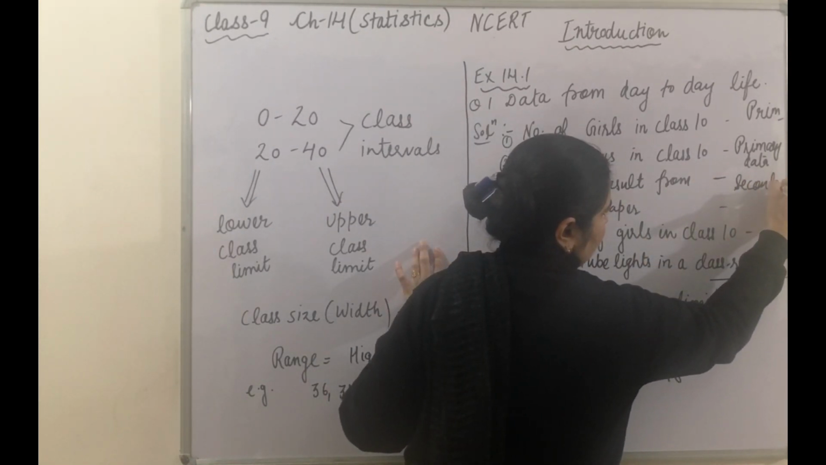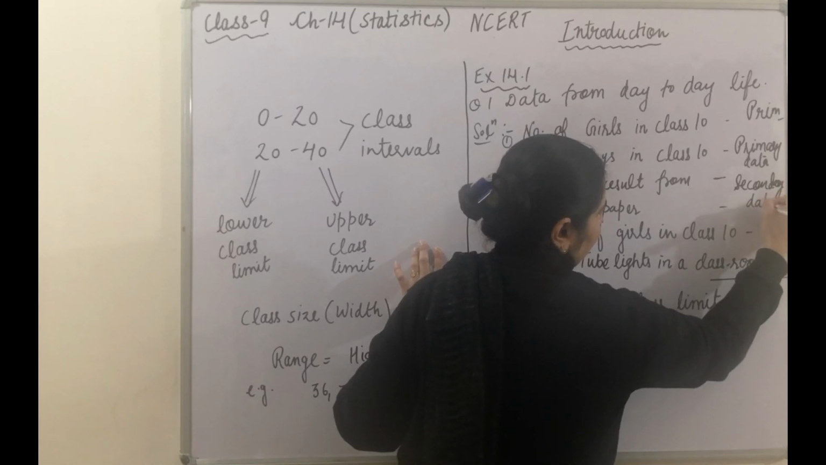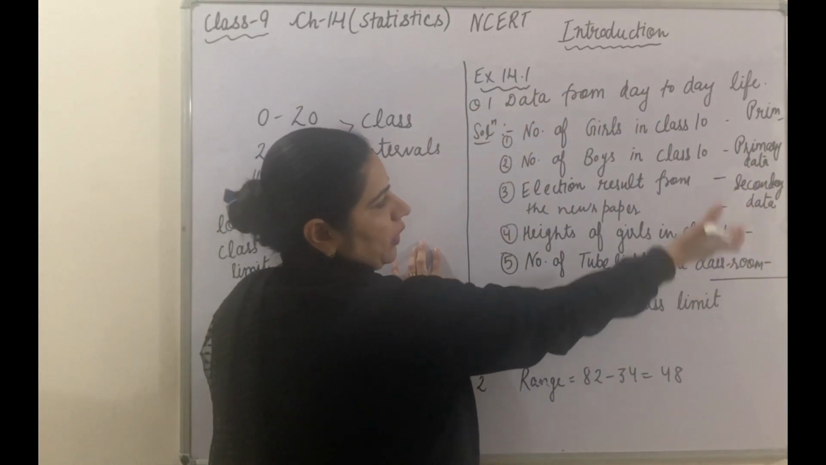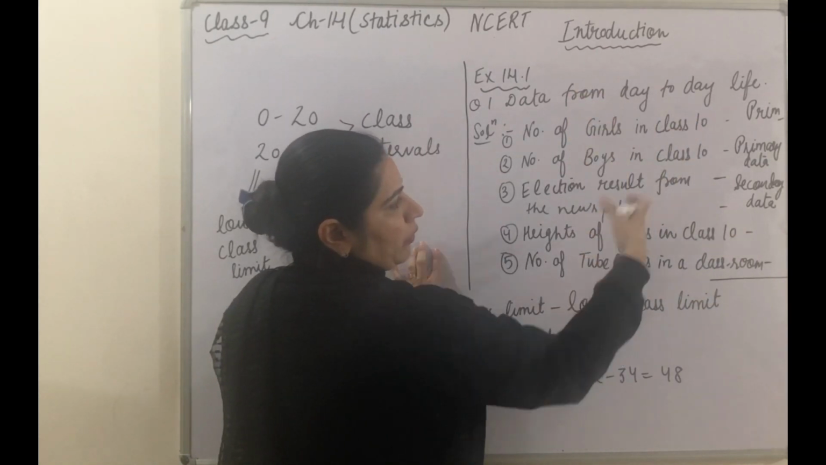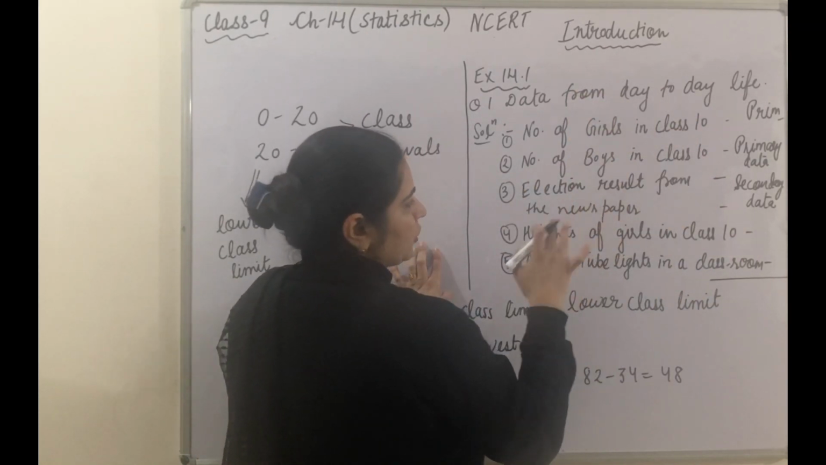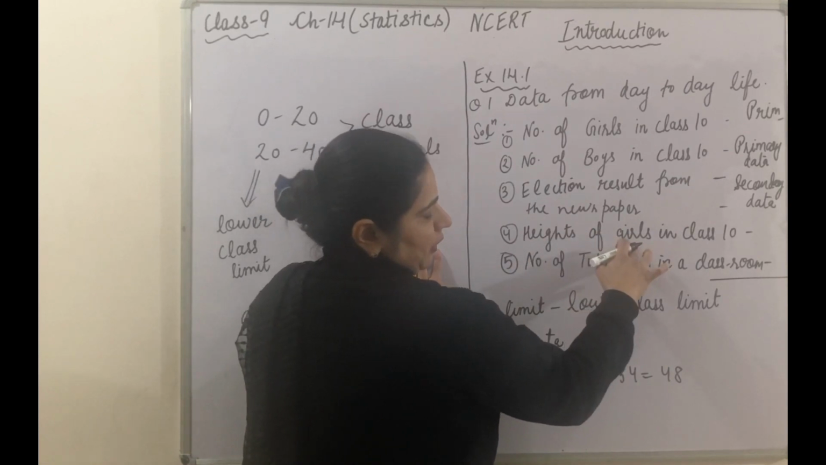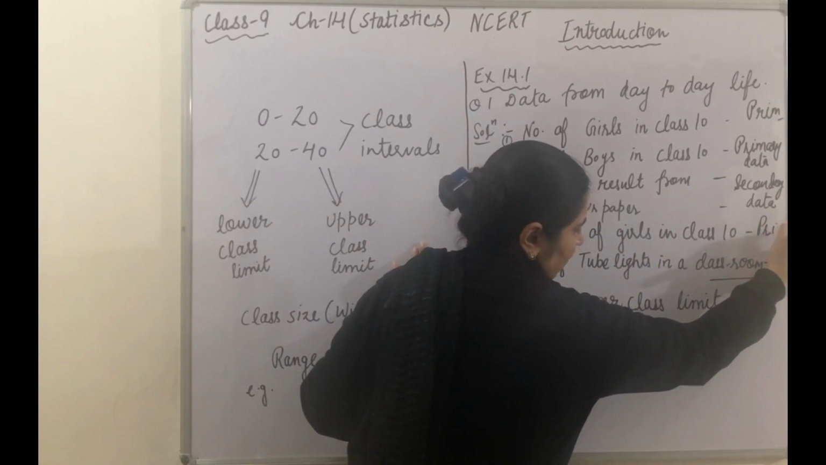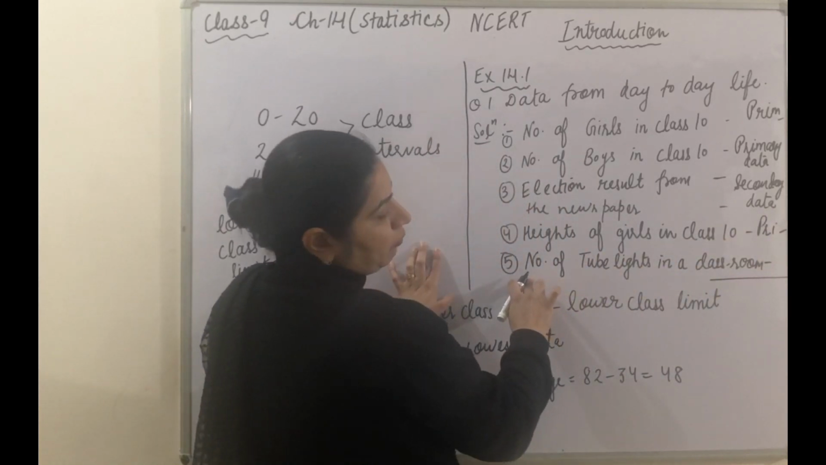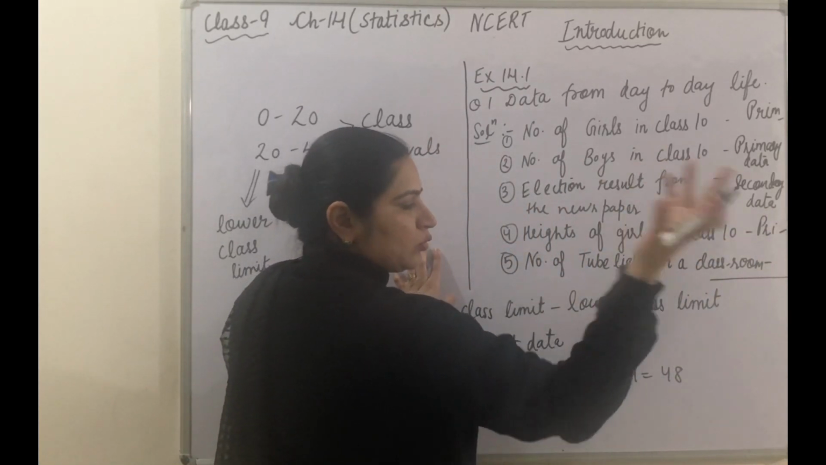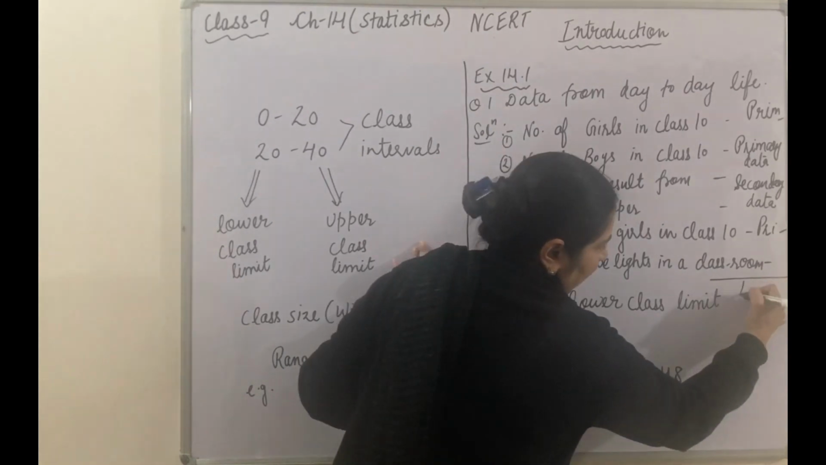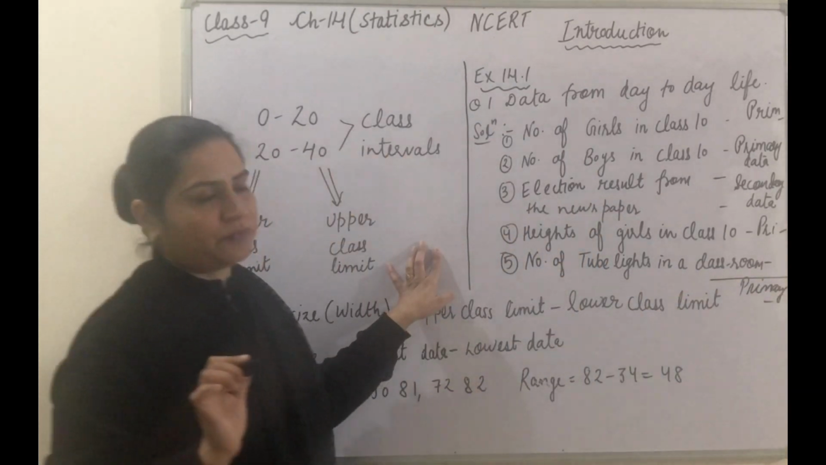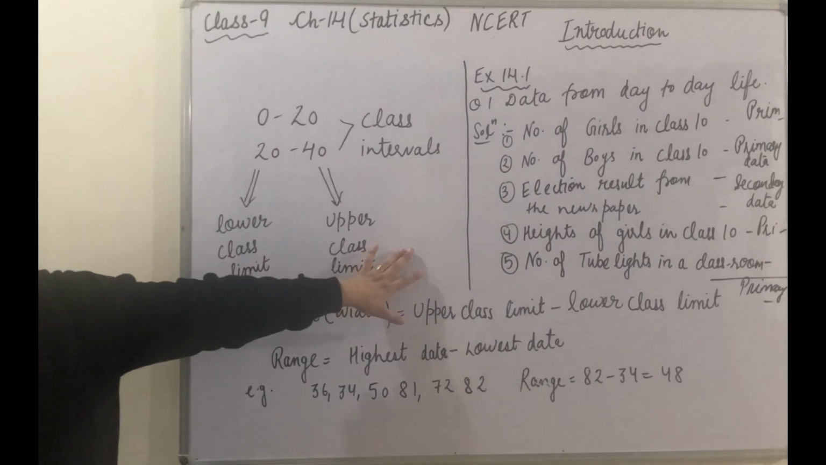In the second question, you have to write down whatever example you had taken in the first question, what the source is, and whether the data are primary or secondary. Heights of the girls in class 10 is again primary data, so you can write primary data. And the number of tube lights in a classroom also, I suppose I have counted, so this is also primary data. Okay, the exercise was very easy.